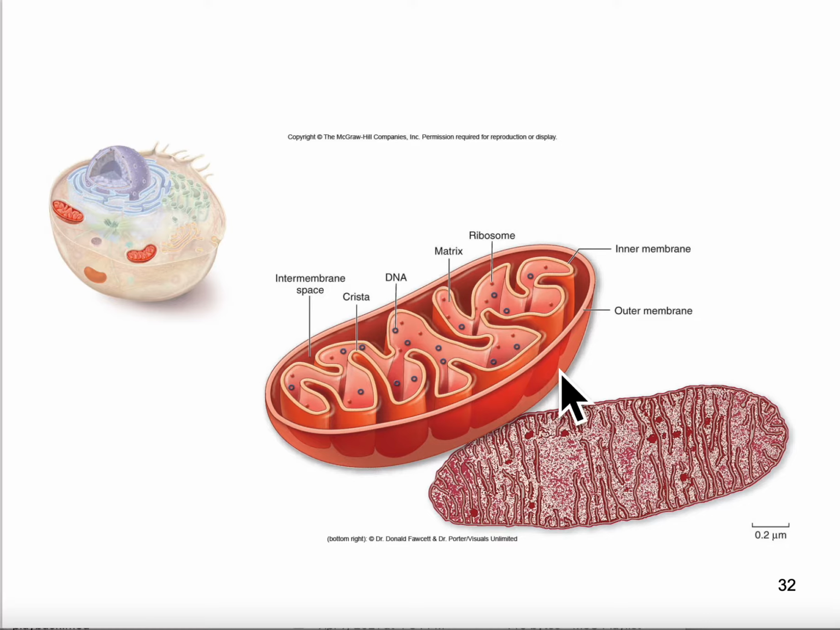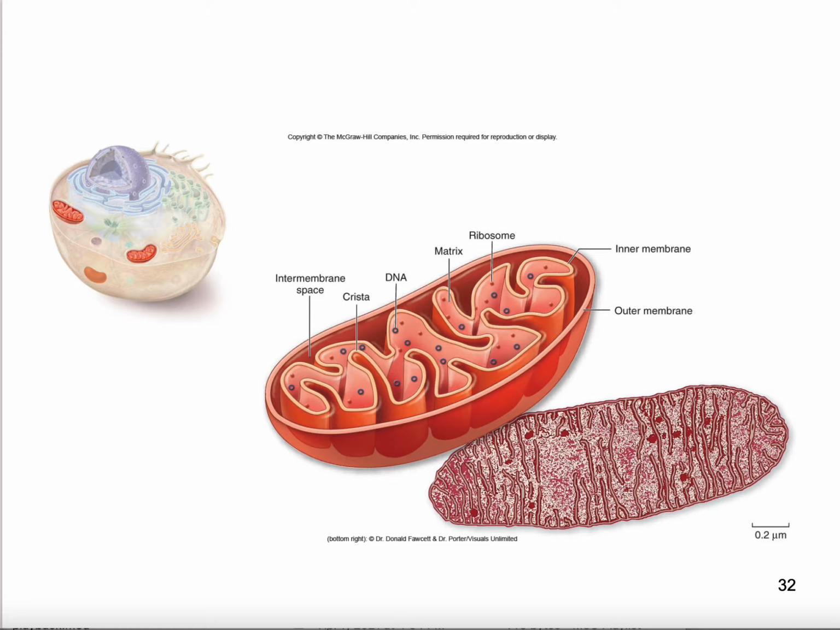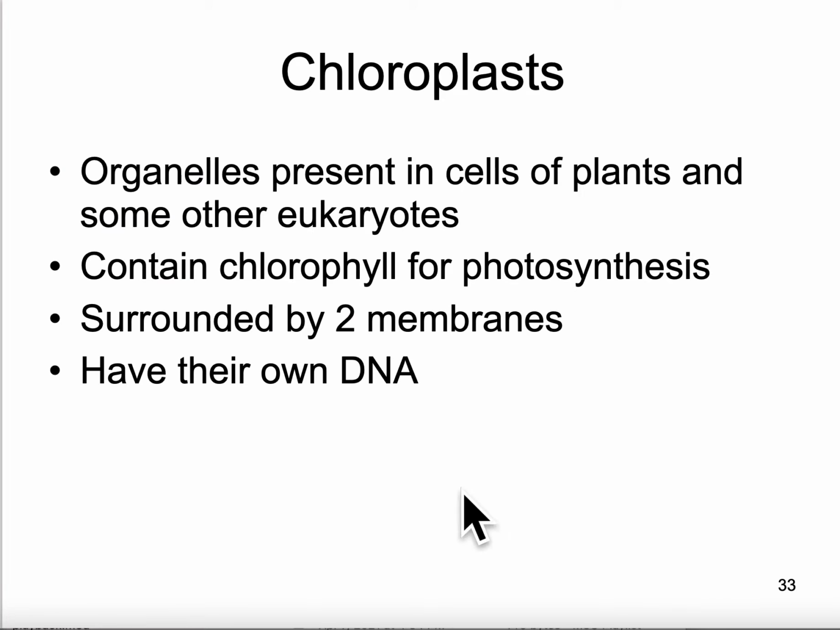Again, these are also present in fungi, protists, and plants, but plants have both mitochondria and chloroplasts. I'm going to say it one more time so you write this down and so you can answer this on the test. Plants have both mitochondria, the plural of this thing, and chloroplasts, both unique organelles that are important for energy processing.